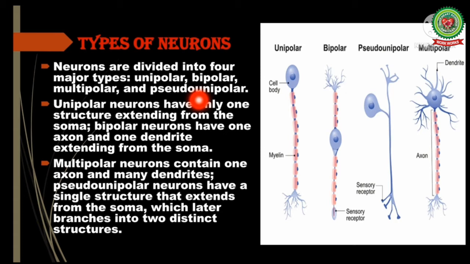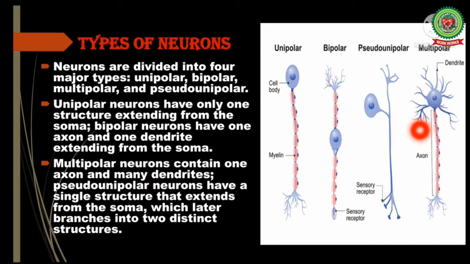Types of neurons. Neurons are further divided into four major types that include unipolar, bipolar, multipolar and pseudo-unipolar. Unipolar neurons are the neurons which have only one structure extending out from the soma or cell body, whereas in case of bipolar neurons, there are two structures extending out from the soma or cell body. In case of multipolar neurons, it contains one axon and many dendrites.